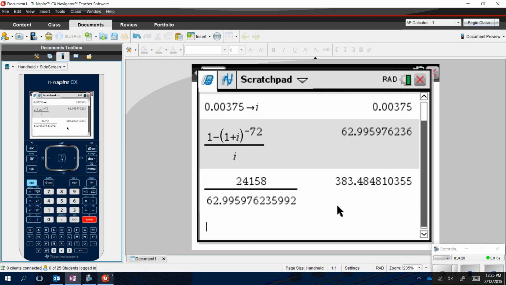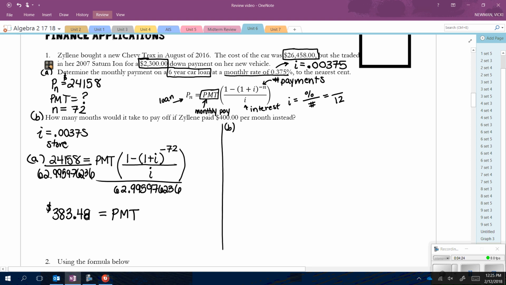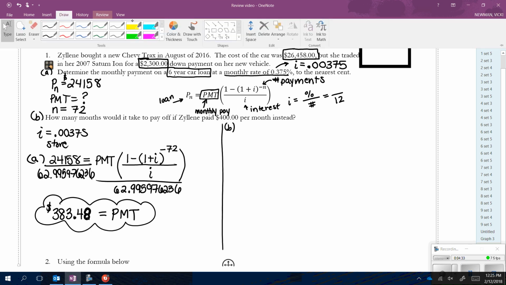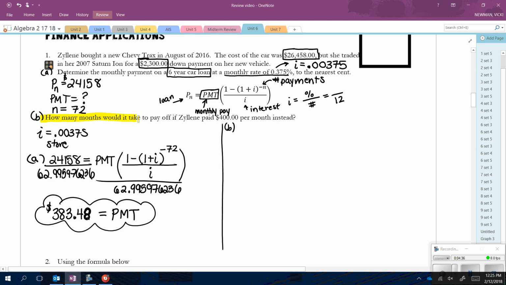Did I round that correctly? Let's check. No, 48. Ah, that's a 48. Sorry, got distracted there. So she's going to have that as her payment. All right. Now it says, how many months would it take to pay off the loan if she paid $400 instead? So let's say she just rounds up her payment. She's like, you know what, I'll pay the extra, $1,650 and round up my payment, and hopefully it'll take some time off of my loan. So she's trying to figure out how many payments she would have to make, which is N.